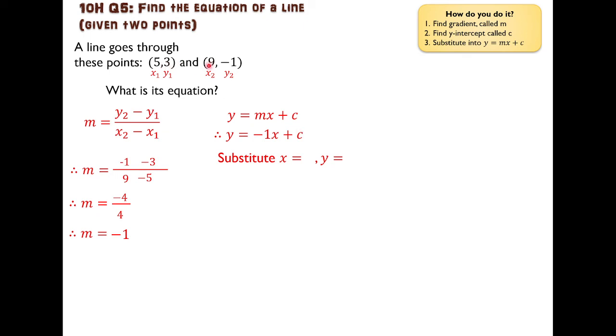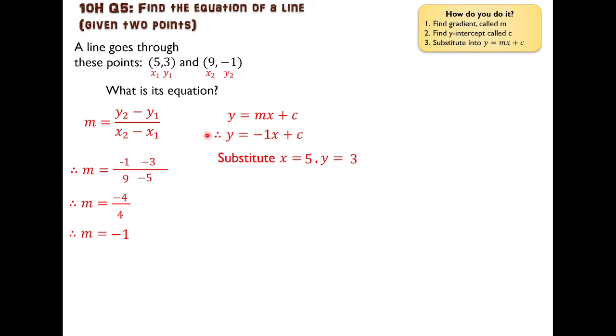It doesn't really matter which point here you pick because they both lie on the line. Either way, when you put either point into this equation, you will get a true answer and you'll get the same answer for c. I'm going to pick this point where x is 5 and y is 3, but you could do the other point and you will get the same answer. Check me if you don't believe me.